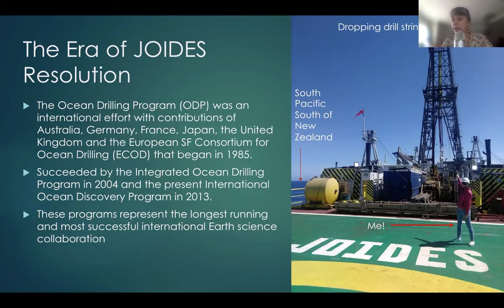And so this was me last January on the JOIDES. I was south of New Zealand, about 53 degrees south. This is where at this point we're laying down drill string at our site. And so it's very exciting. It was also a very nice day for the southern hemisphere at 53 degrees south. Still chilly though. We're in summer, still chilly.